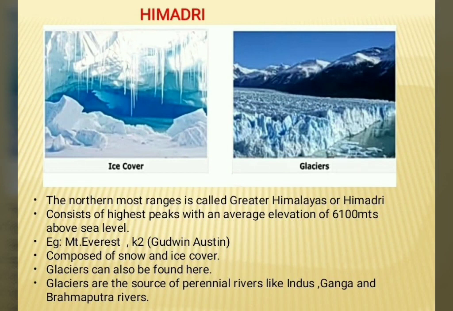These consist of the highest peaks with an average elevation of 6,100 meters above sea level. For example, Mount Everest and K2 are located in this area. Greater Himalayas are composed of snow and ice cover. Glaciers can also be found here. Glaciers are the source of perennial rivers like Indus, Ganga, and Brahmaputra rivers.